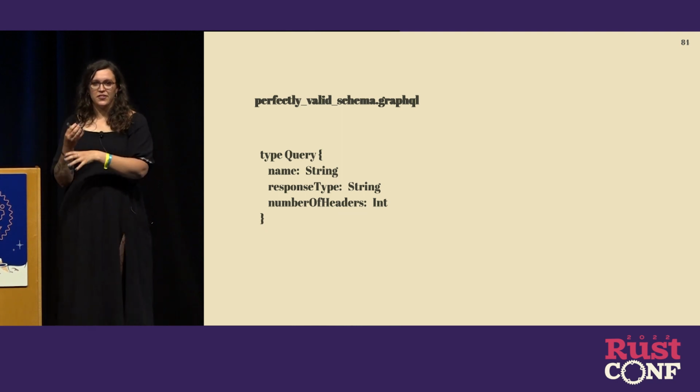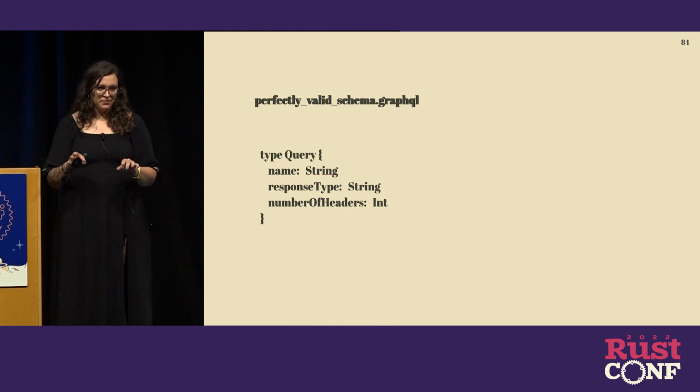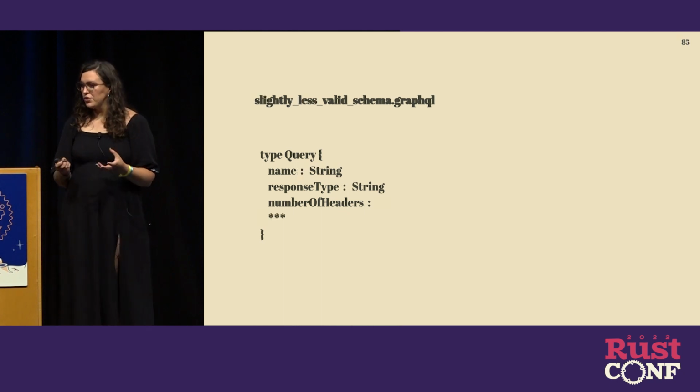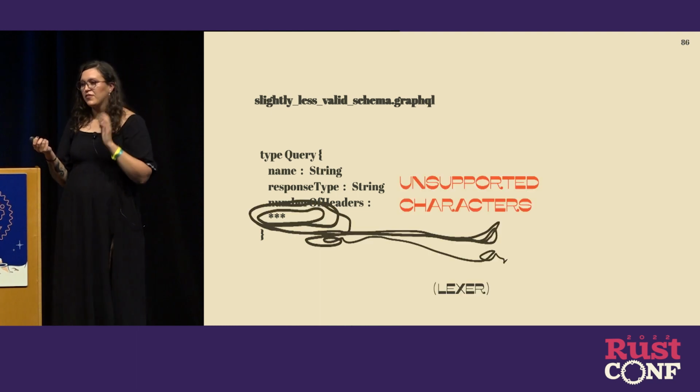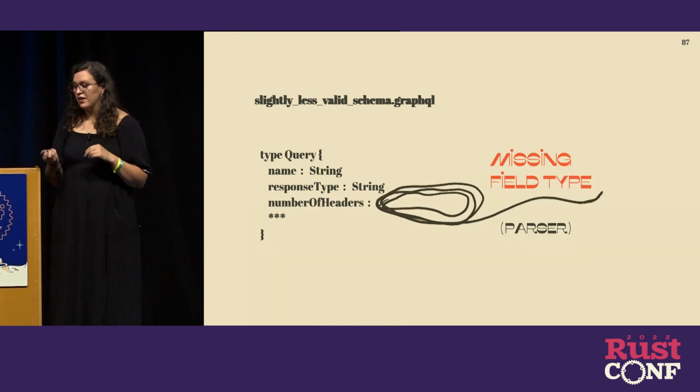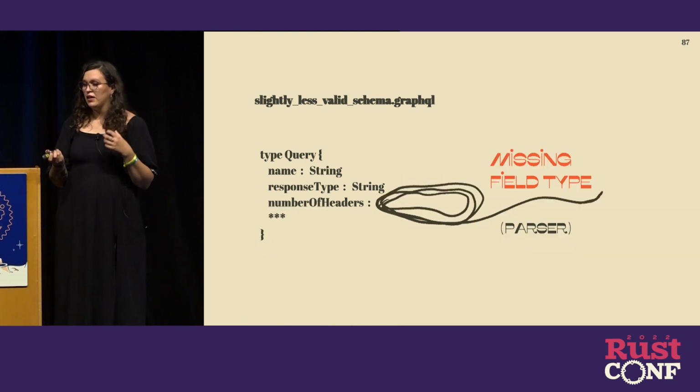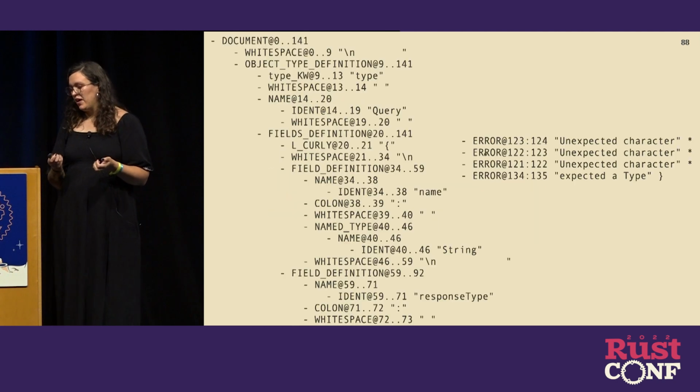Let's take a look at this perfectly valid schema and mess it up a little bit and see what happens. So this is a perfectly valid schema. There's nothing wrong with it. But what we'll do is mess it up a bit. So this is malformed code. First of all, we have an unsupported character that the lexer flags for us. And the second thing is we have a missing field type that the parser flags for us.